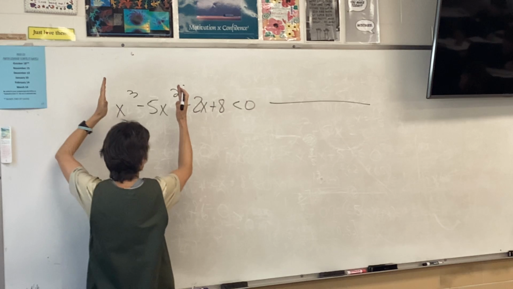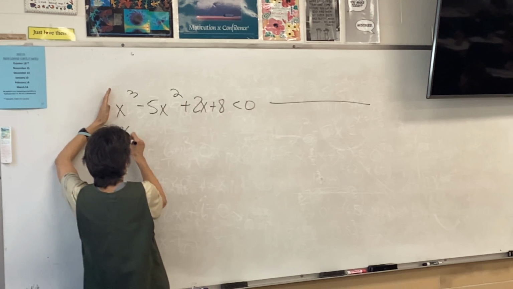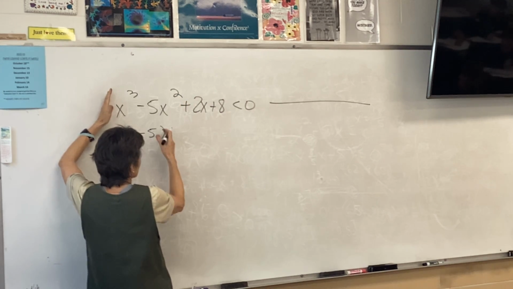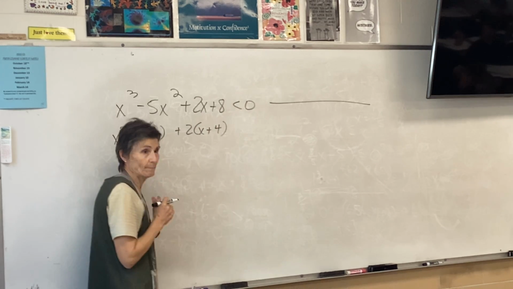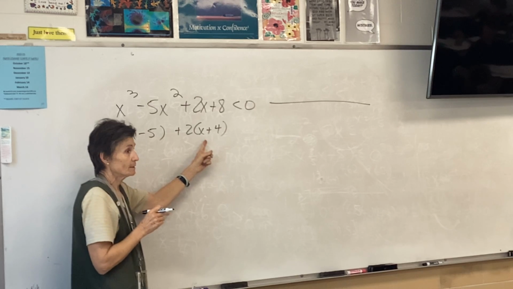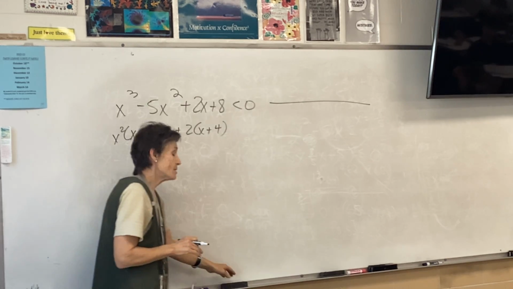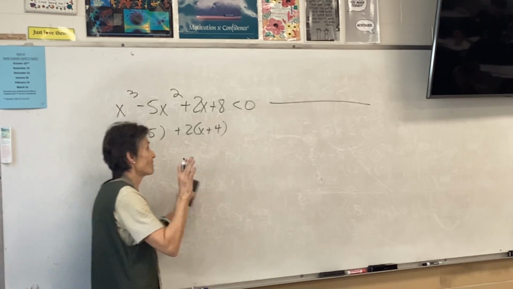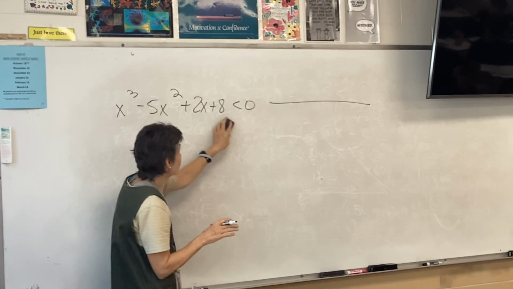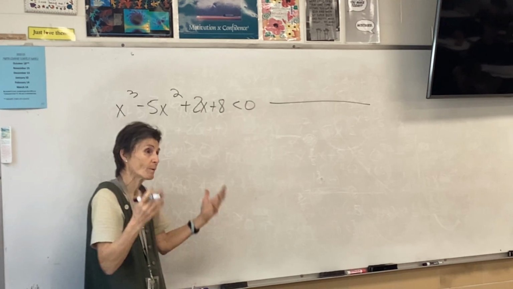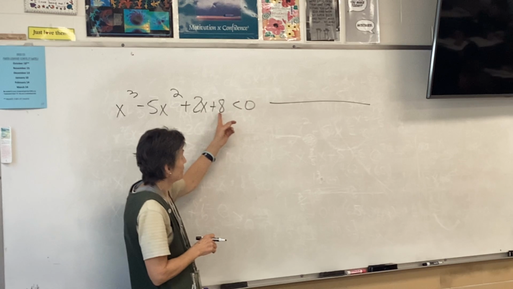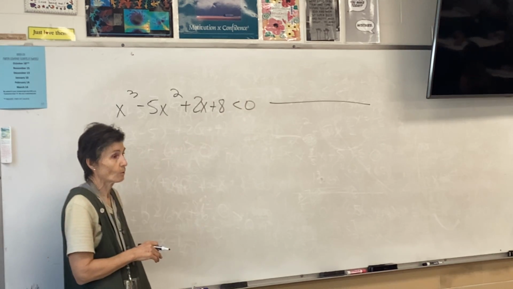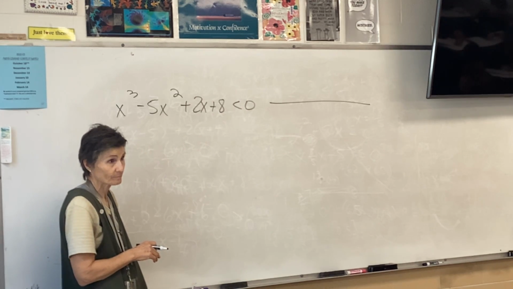Because if I grouped these two, I would have that. And if I grouped these two, I would have this. What's wrong with that? They don't match. And if they don't match, it doesn't work. So grouping is fast. Do group if it's possible, but what do I do if it's not? Synthetic division. So here we go. Possibilities will be 1, 2, 4, and 8, plus or minus.